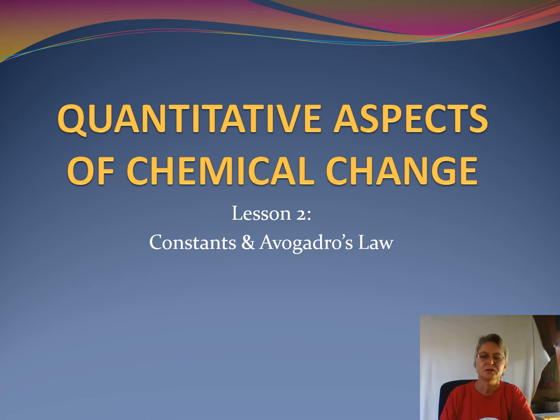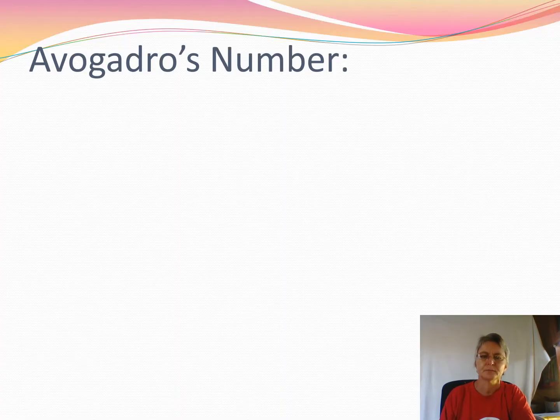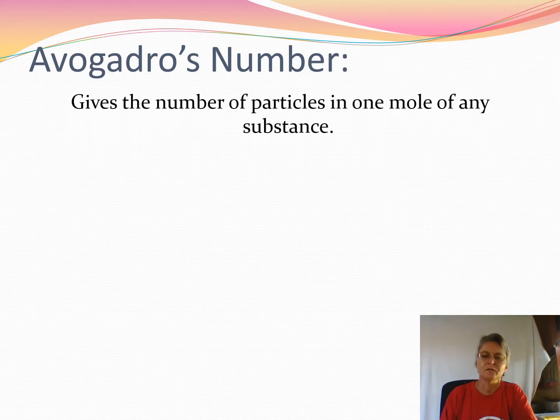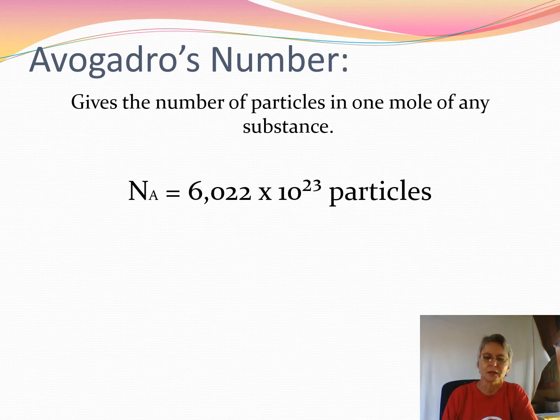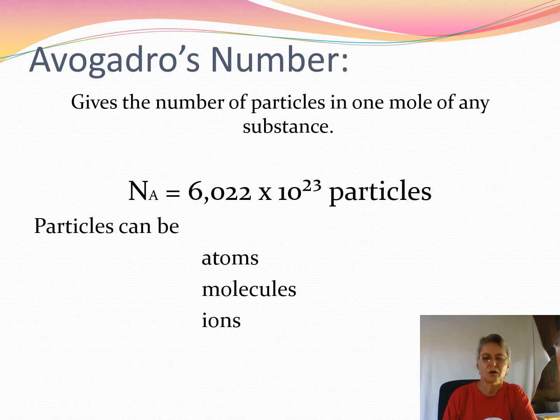Welcome back. This is lesson 2 on quantitative aspects of chemical change, and we are going to discuss the constants and Avogadro's law. So first of all, Avogadro's number. It gives the number of particles in 1 mole of any substance. Its symbol is Na, 6.022, and most people cut off the second 2, times 10 to the 23 particles. Now, a particle can be atoms or molecules, ions or ionic units.